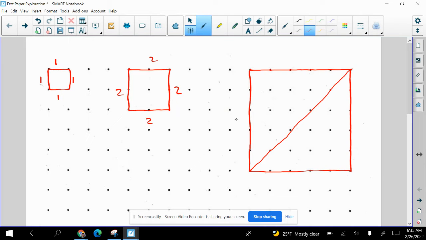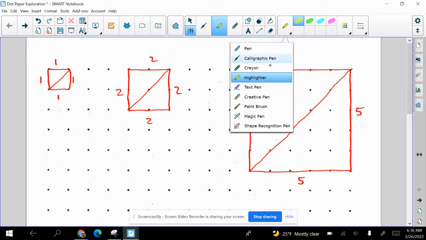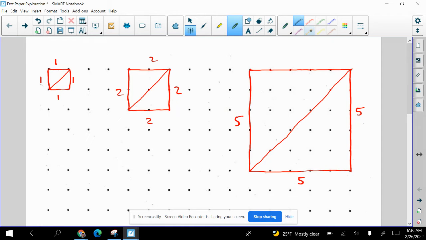Okay. And then you were asked to find the length of the diagonal. And the reason why we're working with squares is because if we divide squares in half by creating a diagonal, we actually now have a 45, 45, 90 triangle. So this is the triangle that we are very interested in. So here it is.